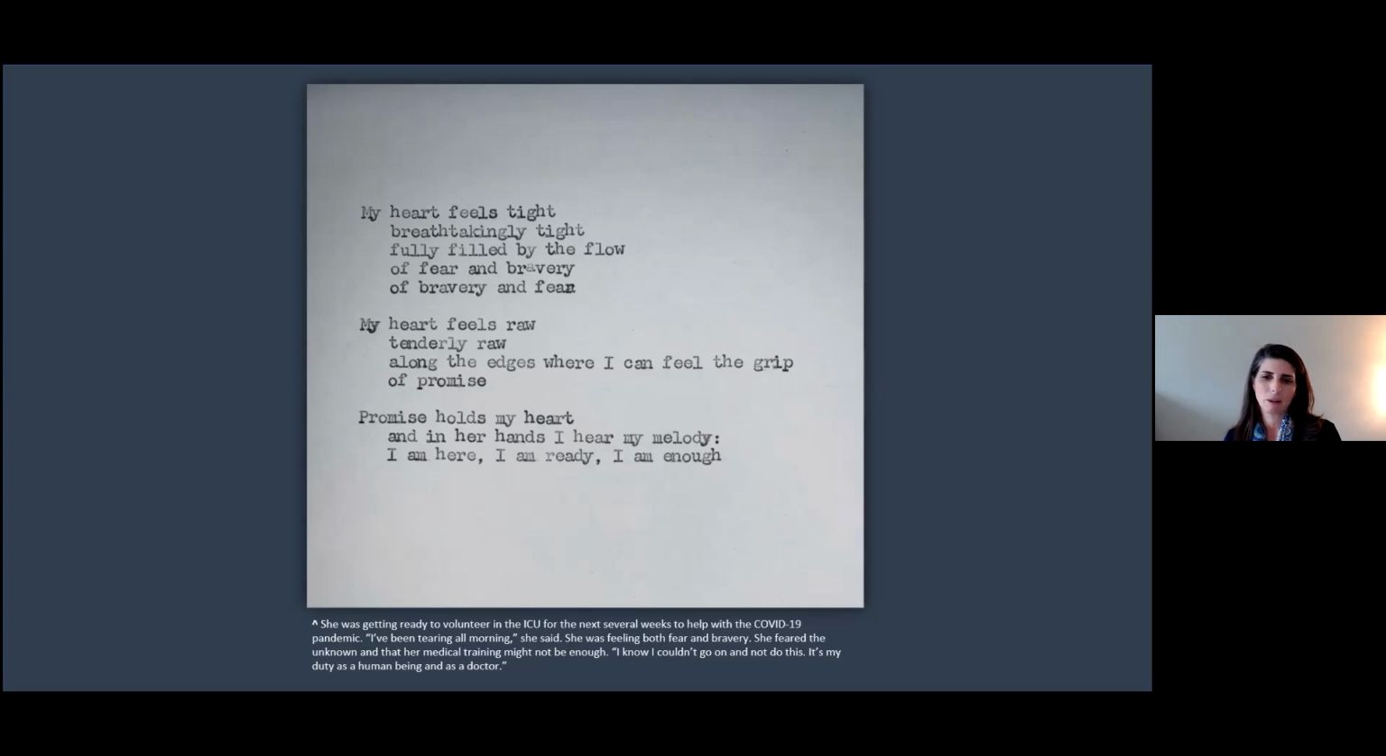So we are hoping to be able to facilitate these conversations and then creative works as a result of those conversations as a way of healing and finding resilience in this pandemic.